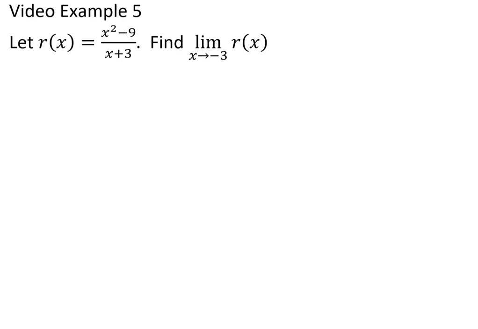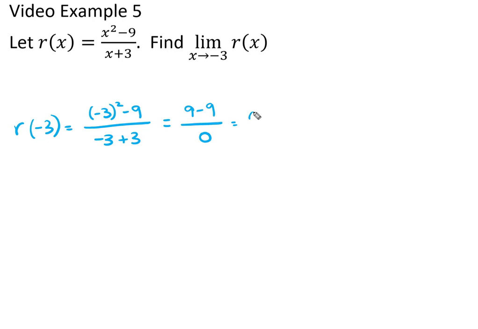At first glance, we might think that we can find the limit of r of x by doing the same thing. Let's just plug negative 3 into r. But when we do that, we should notice that you get negative 3 squared minus 9 over negative 3 plus 3, which becomes 9 minus 9 over 0, which becomes 0 over 0. Well, what is 0 over 0? That's what is called indeterminate. When we have something that is indeterminate, you can't use that to find your limit. You have to find your limit another way.